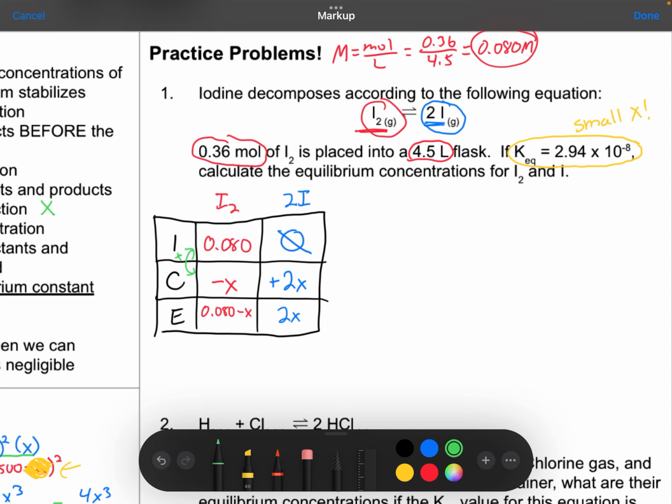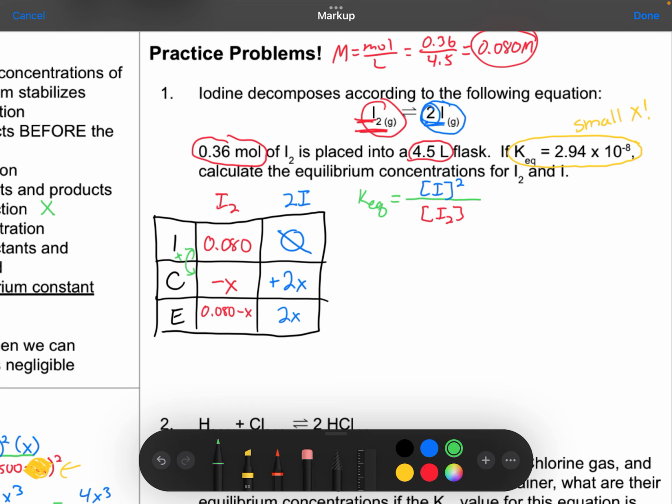So my equilibrium expression is going to be KEQ is equal to, again, products over reactants. So I have on my product side my concentration of I raised to the power of 2 because of my 2 coefficient. But down below, I have my concentration of I2 not raised to a power because there is no coefficient here. And then I can go ahead and start plugging in my values.